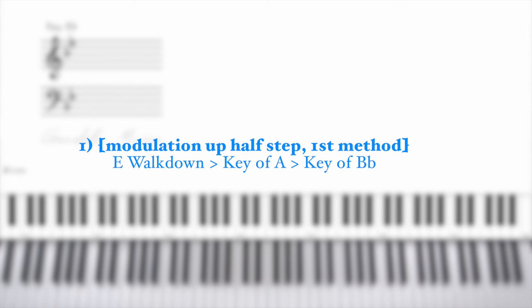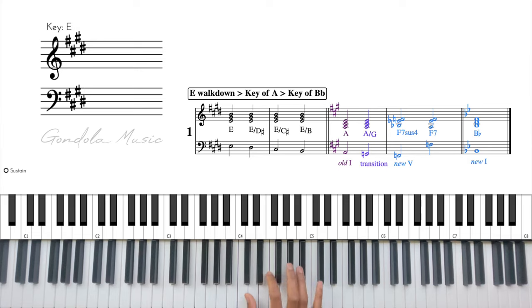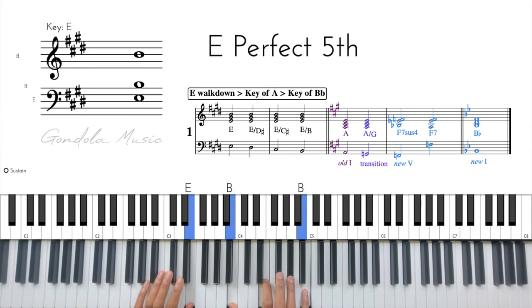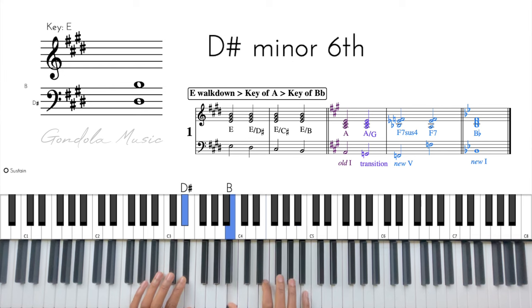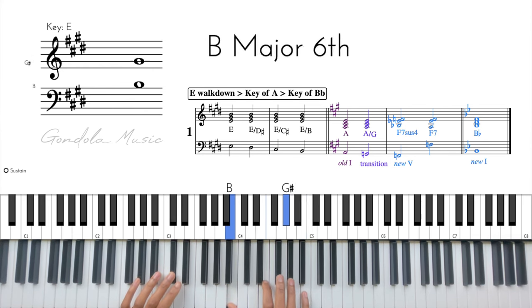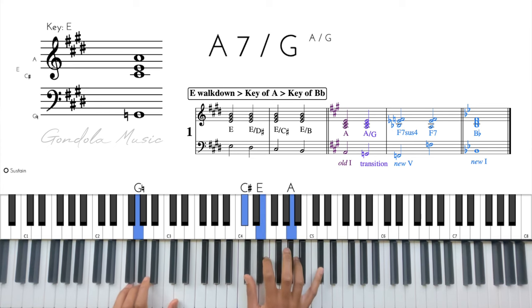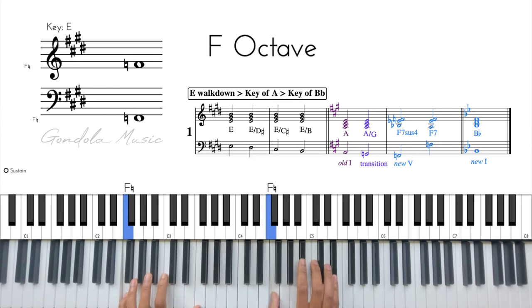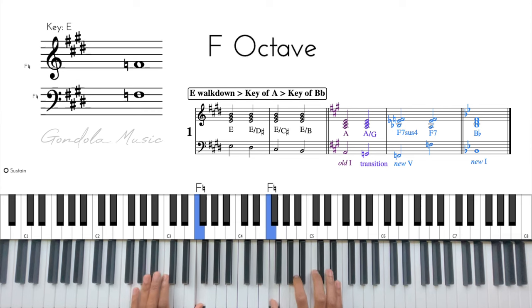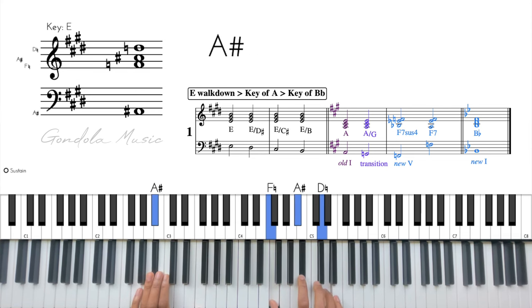Our first example is the first method of modulating up a half step. So we start our walk down, we stop, interrupt on the A chord, and modulate up to B flat. Begin the modulation. F7 is your new dominant, resolving to B flat.